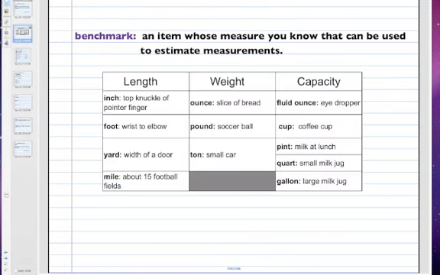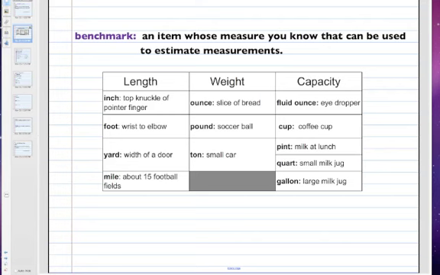So the U.S. Customary system measures the same things that the metric does: length, weight, and capacity, but our units have changed. For length, we use inch, feet, yards, miles. For weight, we use ounce, pound, and ton. And for capacity, we use fluid ounce, cup, pint, quart, and gallon.